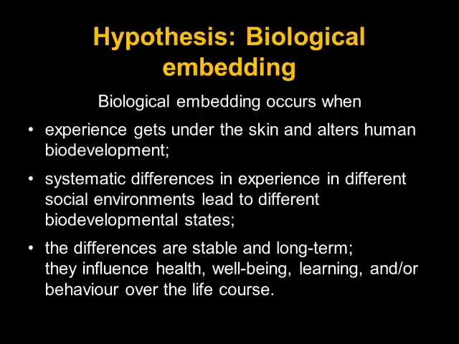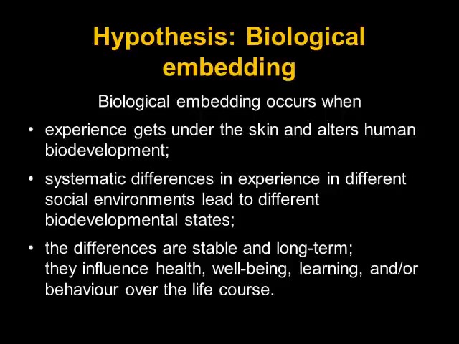So we're not just talking about when you're under stress you function differently. We're talking about things that actually change circuitry and change the biological rules of organization, such that systematic differences in experience in different social environments lead to systematically different biodevelopmental states. And the differences are stable and long-term, such that they can be shown to influence health, well-being, learning, and behavior over the life course. In other words, based on the character of the gradient, back in the 1990s, we came up with a hypothesis that biological embedding must exist, based entirely on the pattern of human data.